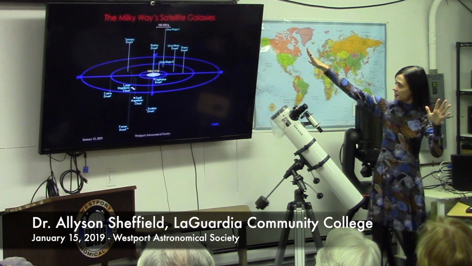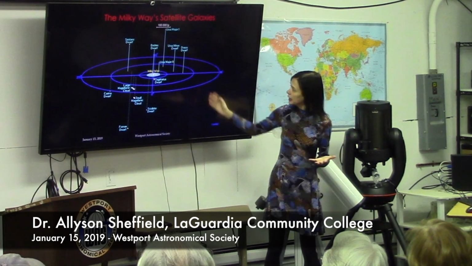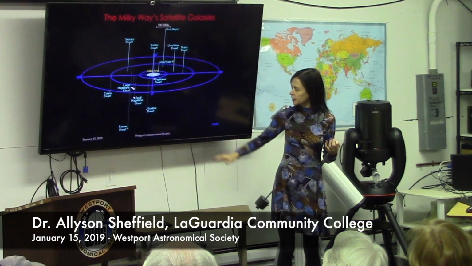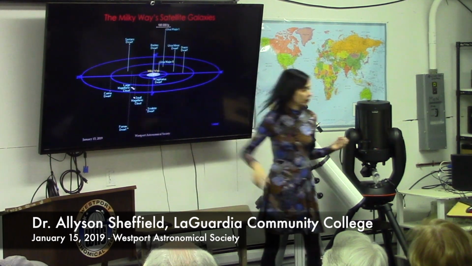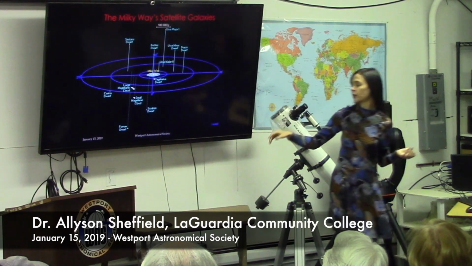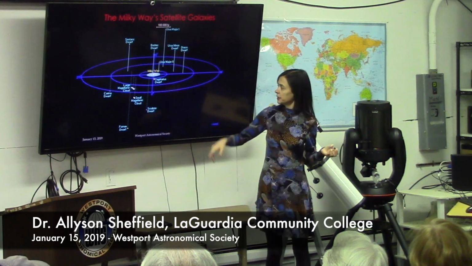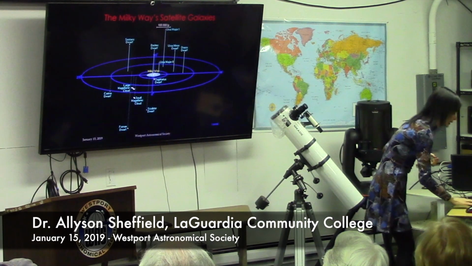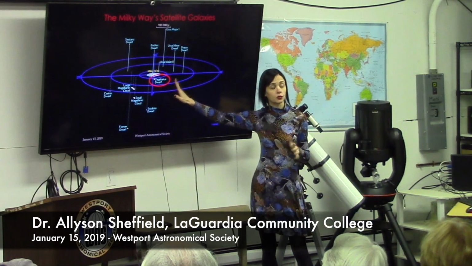So Milky Way satellite galaxies. This is the Milky Way. Obviously, this is an artist's rendition, showing some of the galaxies that surround our Milky Way. And I'm going to be focusing in, so you can see a lot of different ones. There's Draco, there's Fornax, there's Sculptor, and this is Sagittarius, one of the closest in. And that's going to actually be recurring throughout my talk. So this is the Sagittarius dwarf galaxy.